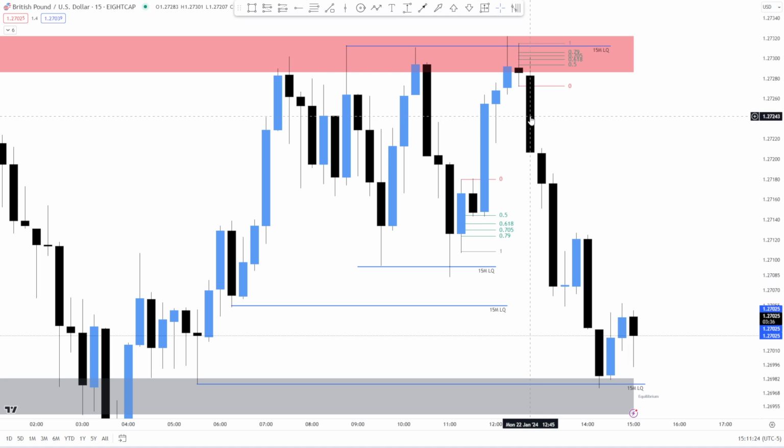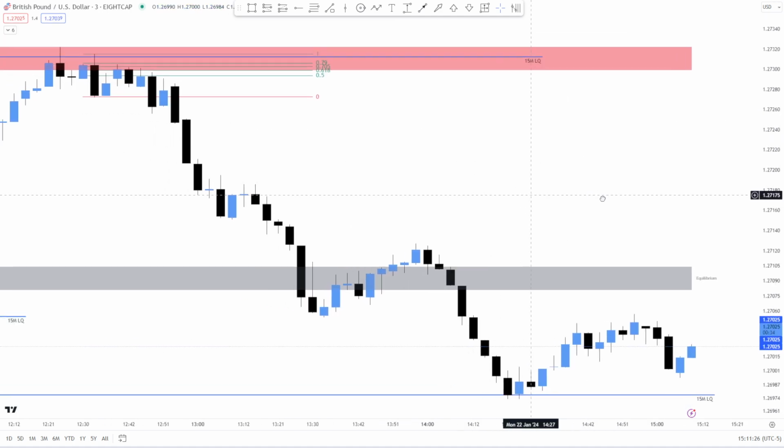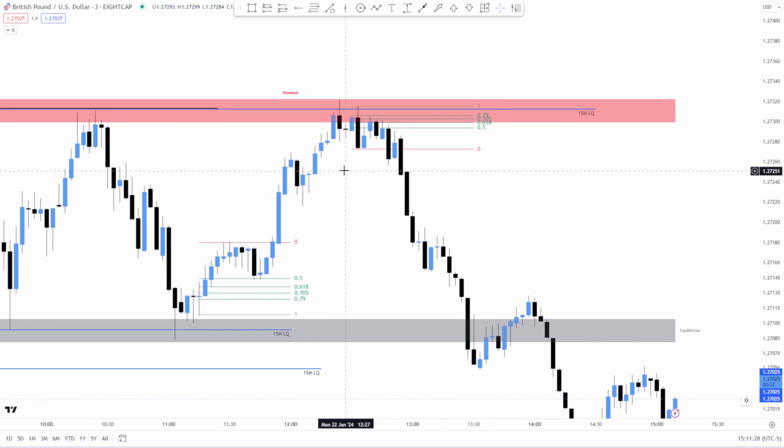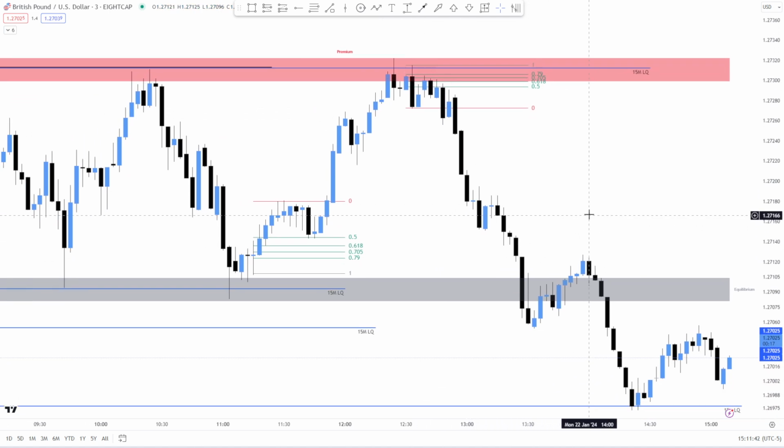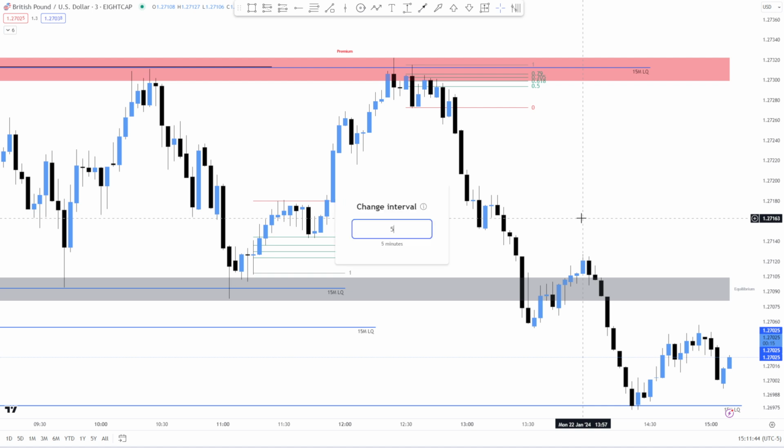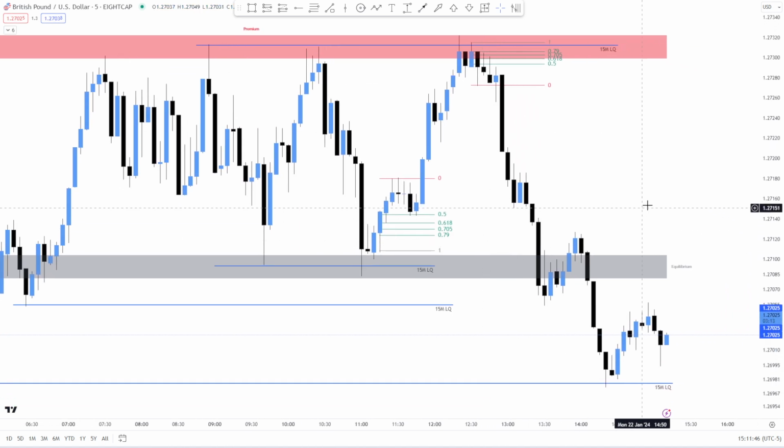This is at 12:45, so I'm going to hop down to the 3-minute. Let's see, 12:45 candle is there. Starts there, comes back, hits the 0.5 pretty quickly, and then takes off from that point. So just go back to the 5 here to give us some room to look around.